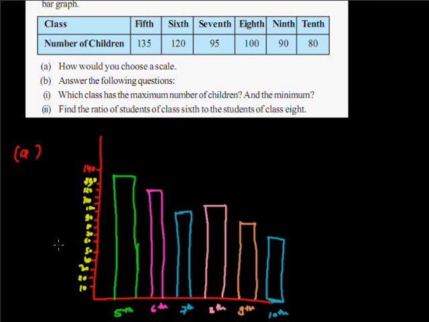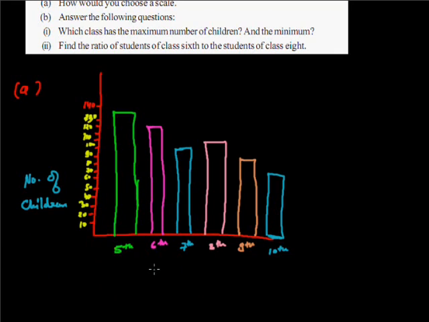Now what are we representing here? We are representing students, so we will write number of children here. And here we are representing class. Now in part B we have to answer some questions.